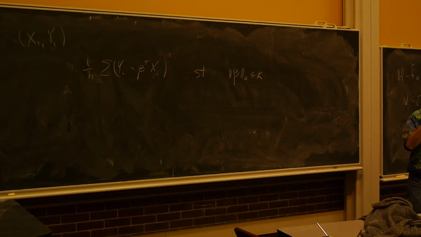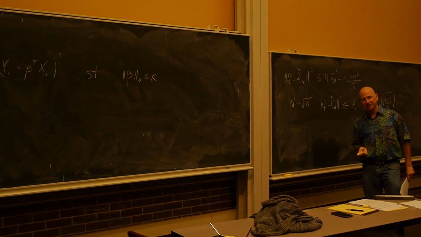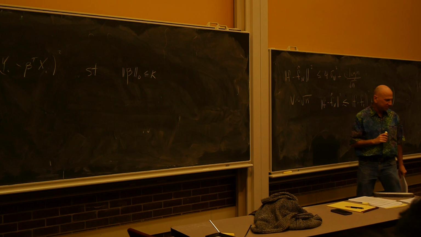So solution one was, well, if I can't search over all possible subsets, let's just do it in a greedy way. And that's why everybody did forward stepwise regression for 30 years or 50 years in regression. It was the only thing we knew how to do. That or ridge regression.